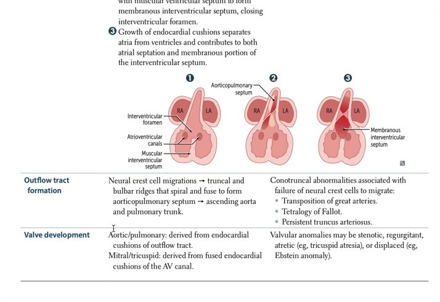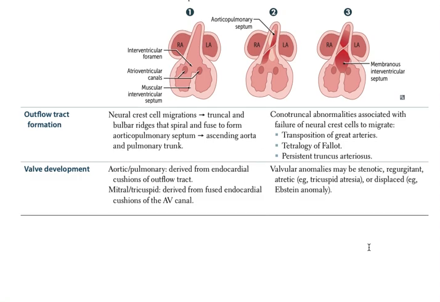Next is valve development. The aortic and pulmonary valves are derived from the endocardial cushions of the outflow tract. The mitral and tricuspid valves are derived from the fused endocardial cushions of the AV canal. Valvular anomalies may be stenotic, regurgitant, atretic, like tricuspid atresia, or displaced, like Ebstein's anomaly.